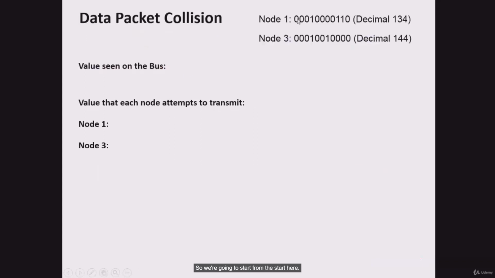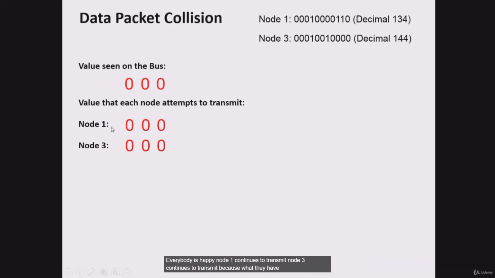So we're going to start from the start here, right? Both of them have in common in their message identifier 0 as the start. So node 3 transmits 0, node 1 transmits 0. They both read back the bus and see 0, and they say, oh, well, we're fine. Let's transmit the other bit. Same thing happens again. 0 and 0. Value seen on the bus is 0. No problem. Third bit, no problem.